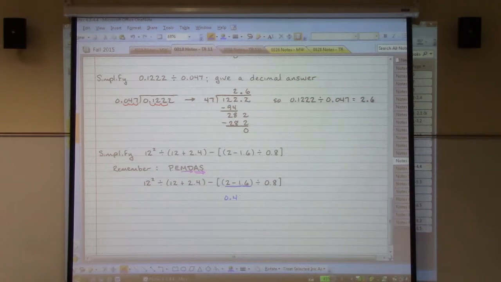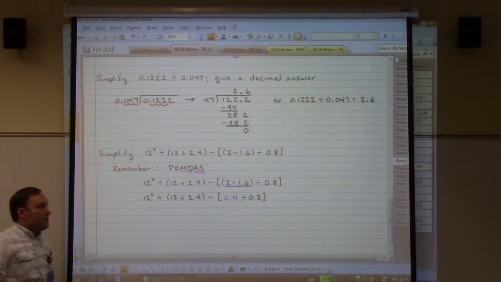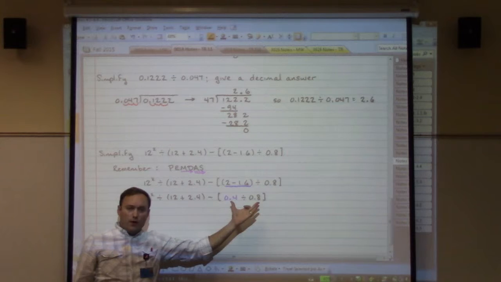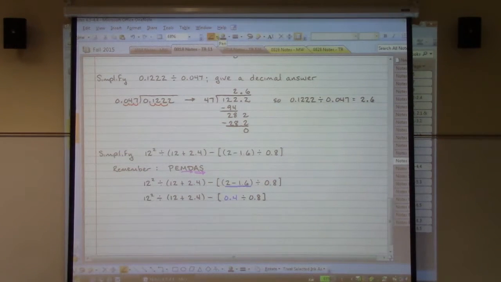And so my answer, I want to recopy all of the rest of what we have appearing in the problem so that I can read what appears and decide what to calculate next. Well, since we're still inside the brackets, might as well go ahead and finish that up. So we've got the 0.4 divided by the 0.8.